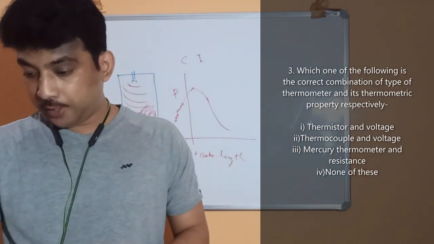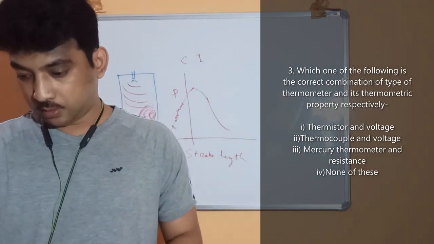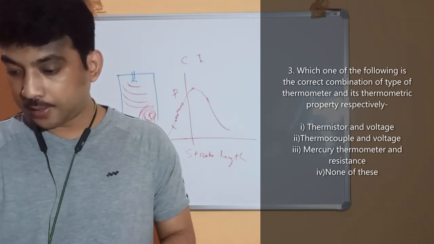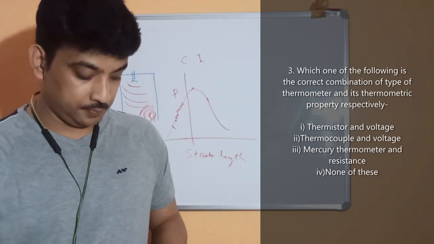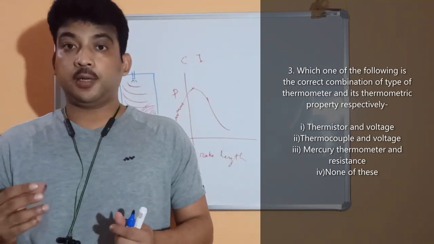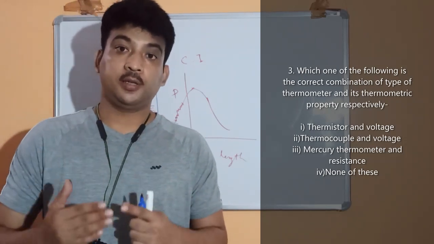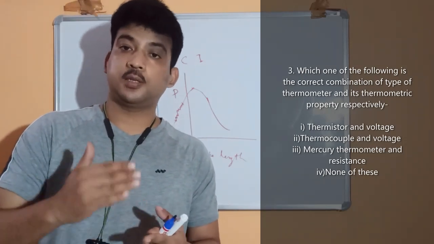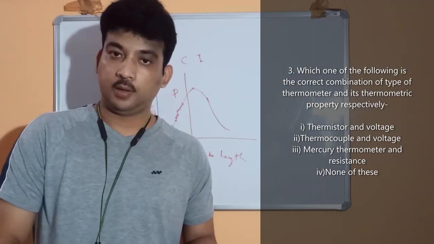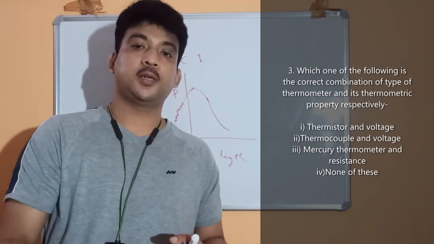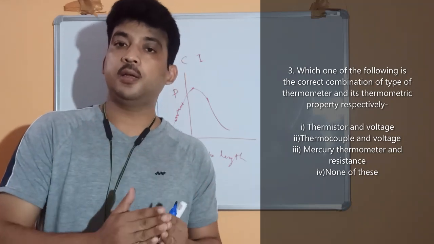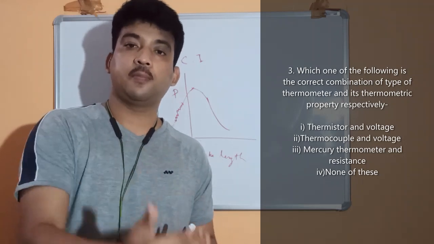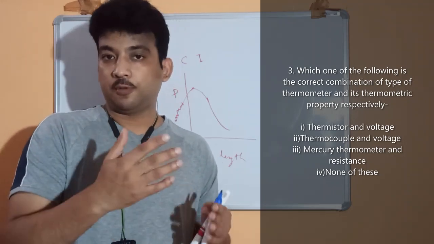Which one of the following is the correct combination of type of thermometer and the thermometric property respectively? Thermometric property is the property of the measuring device which helps us in finding the temperature. We cannot directly measure temperature. There is an intermediate property of the system which is measuring the temperature, with the help of which we have to find out the temperature.